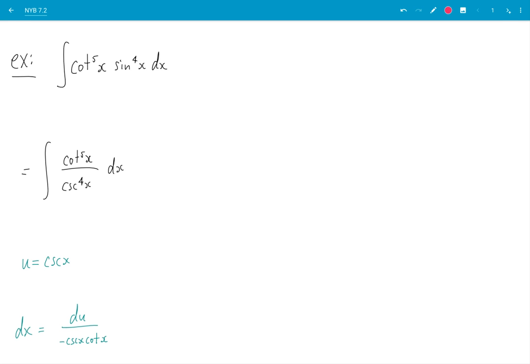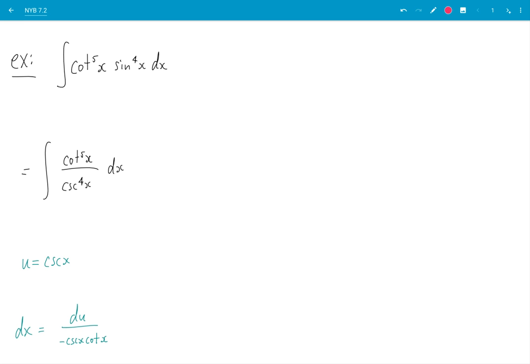Okay, next example, pause and copy. Okie dokie, so what am I doing here? What am I doing? I mean, lots of pathways you could follow here. I opt to go with a switch to cotangent and cosecant.